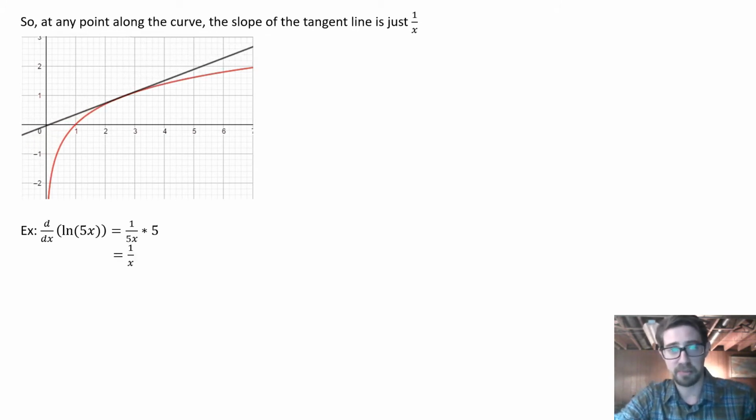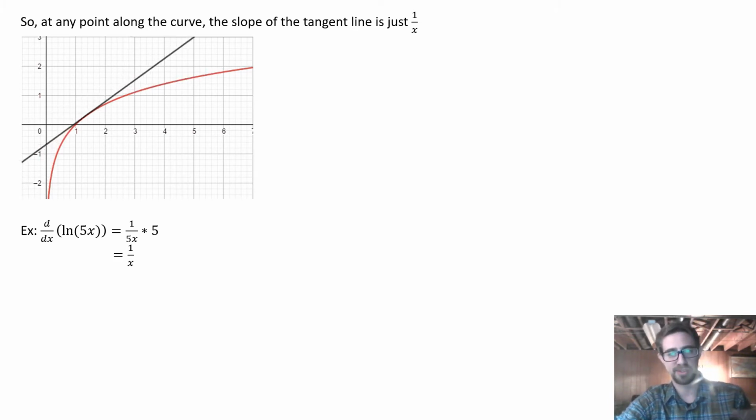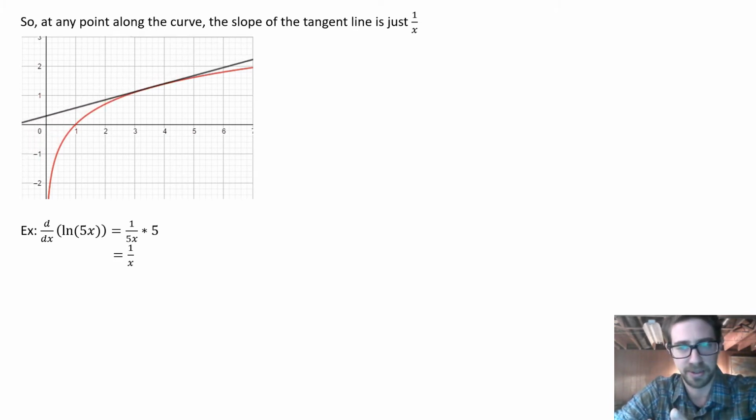And somehow the derivative of ln of kx is still just 1 over x. Nothing changed. It's still exactly the same derivative. So you see what I mean? It gets simpler.